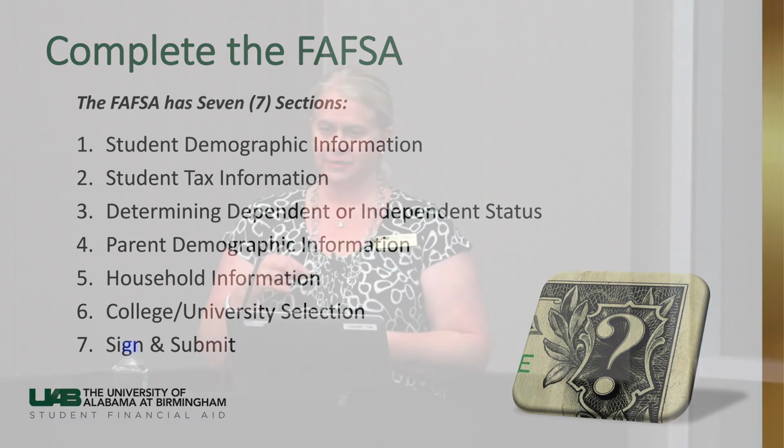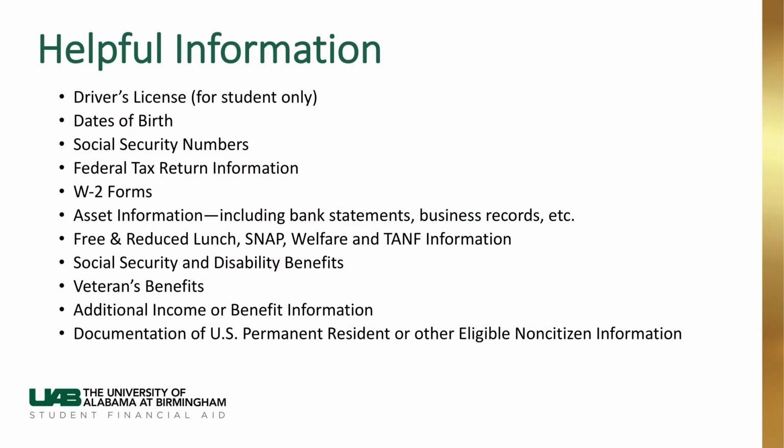Some of the information that it would be helpful to have on hand includes the student's driver's license number. You're going to need parent and student social security numbers, dates of birth, tax information. Again, most families are going to be able to retrieve their information directly from the IRS. There are some families that are not able to do so. If you turn out to be one of the families that can't use the data retrieval tool, then you're going to need your tax return information handy.